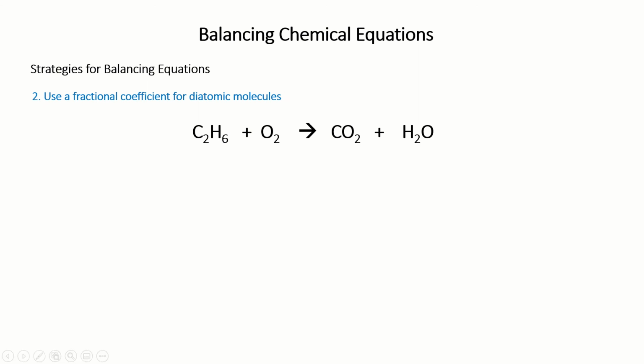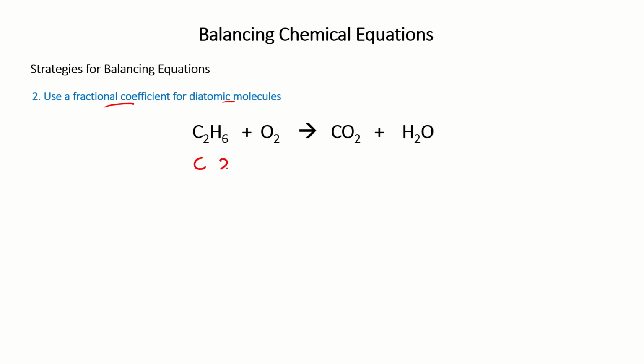Right. Another strategy you can use to balance equations is using fractional coefficients for diatomic molecules. Now, in an earlier video, I mentioned that when we balance a chemical equation, we go for the simplest whole number ratio, but sometimes it is kind of difficult to get this simplest whole number ratio at once. So one way we can do it is to first balance it with a fractional coefficient and then find the whole number ratio.